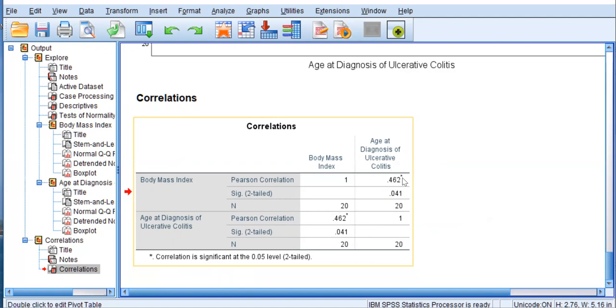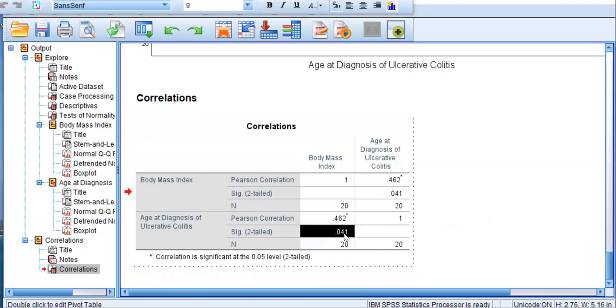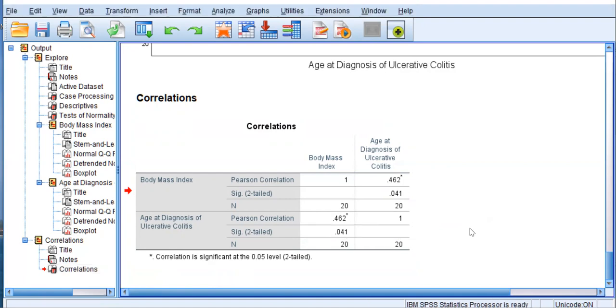Same information above as well. And the exact p-value is 0.041. Actually, there are a lot of decimals after that. If you double click into the table and double click again, you can see that the numbers can actually go on, but we just report 3 decimals. So the exact likelihood of this Pearson R being 0.46, if the null were actually true, is only 4.1%. So we consider this significant at the 0.05 level.